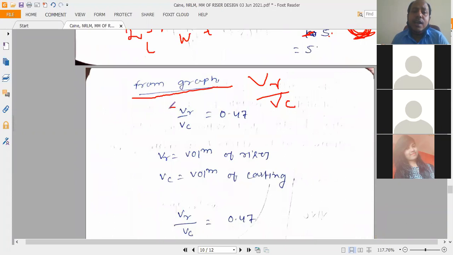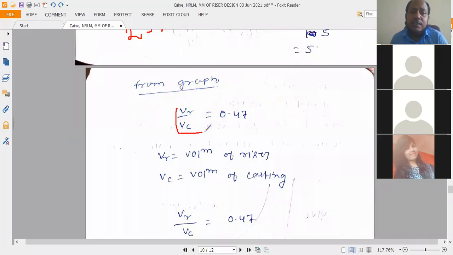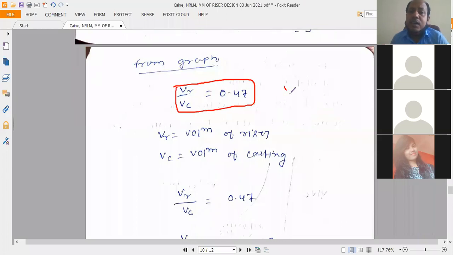So the volume of riser over volume of casting might be equal to 0.47 or 0.48 or 0.49. It will not matter, the dimension will vary only a little bit. So I have got it from the graph, and now we can find the volume of the casting.